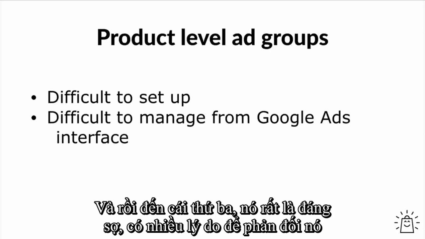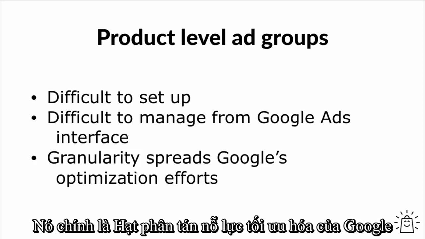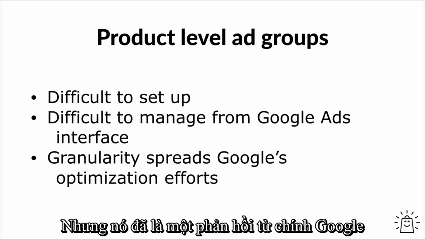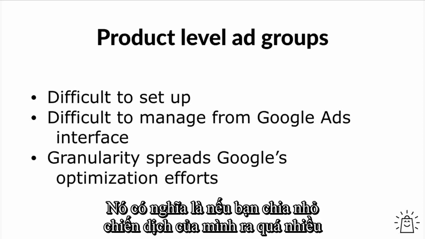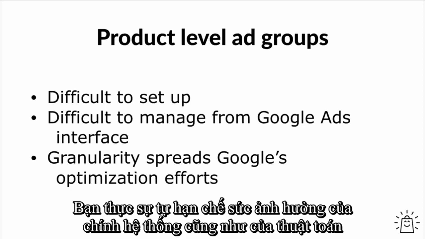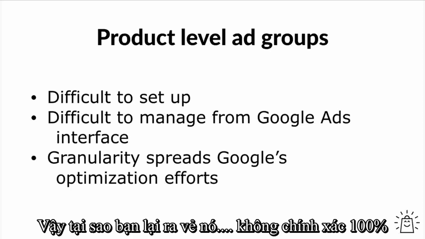And then the third one, these appear to all be reasons against it, is that granularity spreads Google's optimization efforts. So I've heard this a couple of times, and I don't 100% agree with it, but it's been feedback that has come from Google itself. That if you split up your campaign too much, you'll actually limit the impact that their own systems and their own algorithms can have.